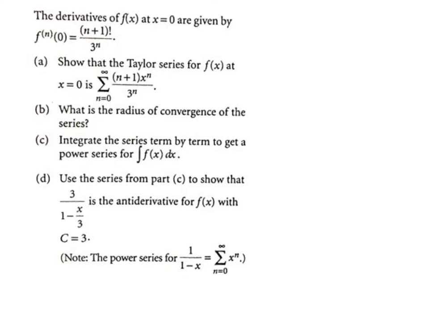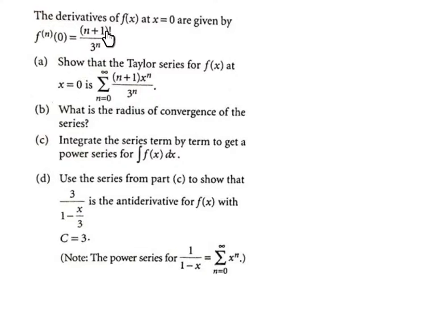In this video, we're going to look at another example of a Taylor series free response. This one's a little bit different. It says the derivatives of f of x at x equals 0 are given by this. So this is not the series. This is the value of the derivatives. So if you wanted the function's value, you'd plug in 0. If you wanted the first derivative's value, you'd plug in 1. If you wanted the second derivative's value, you'd plug in 2, and so on.